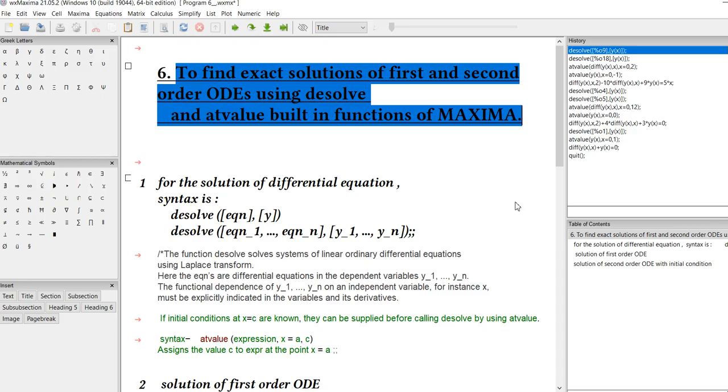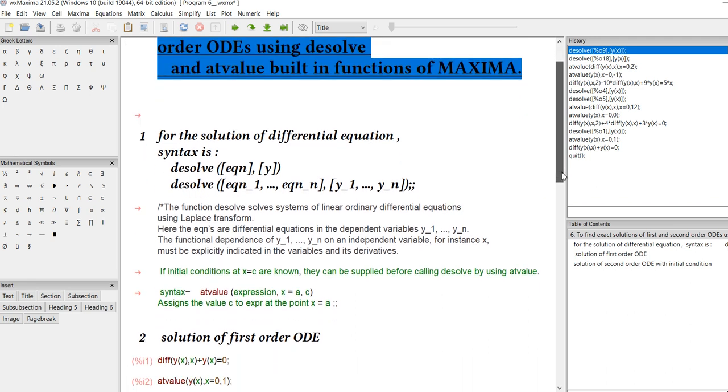To find the solution here, the syntax is desolve, with an open bracket and a close bracket. Here you will write the label of the equation which you want to solve, then a comma, and then in square brackets the dependent variable. You can use this for more equations. In our practical, we will solve first order and second order differential equations only.